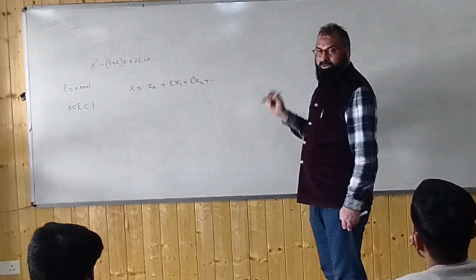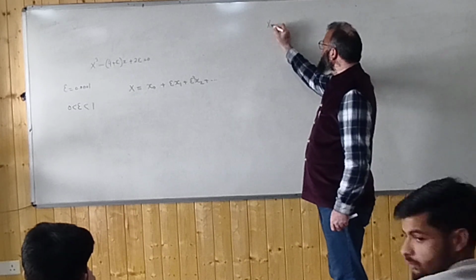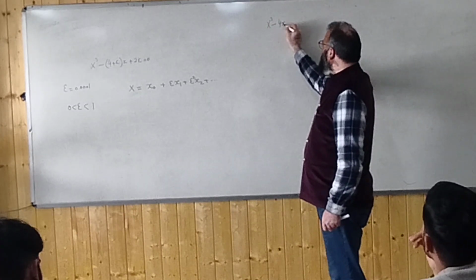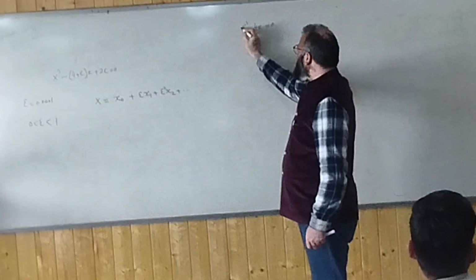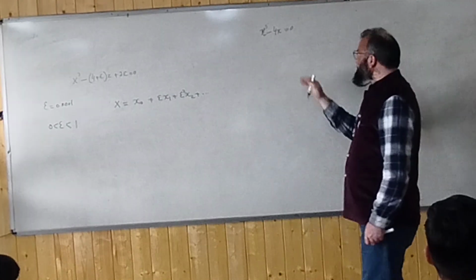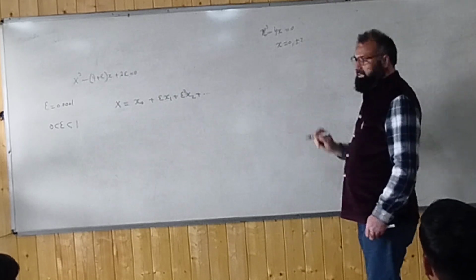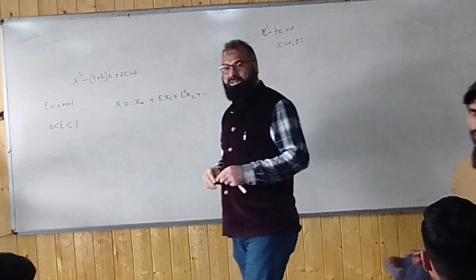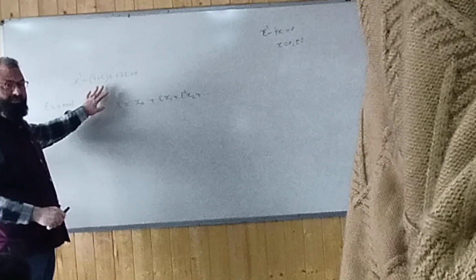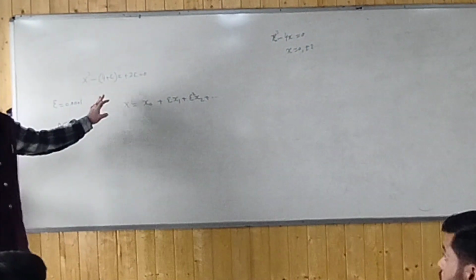Put epsilon equal to 0. So what is the equation? It is x cube minus 4x equal to 0. Clear? So what are the roots? 0 and plus minus 2. So these are the exact solutions of this very problem. Now if I am having an equation like this, how to solve this kind of equation? Clear?